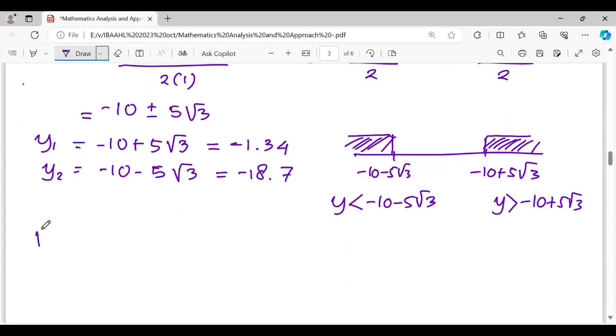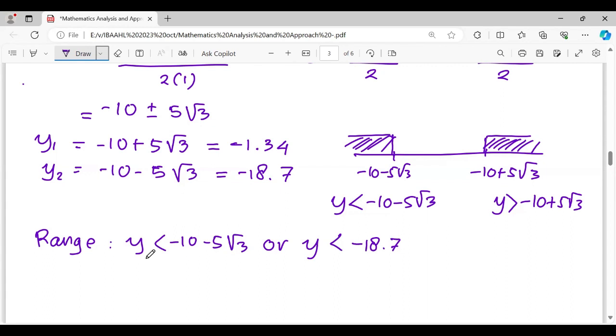So the range is y less than minus 10 minus 5 square root 3, or y less than minus 18.7, and y greater than minus 10 plus 5 square root 3, or y greater than minus 1.34.